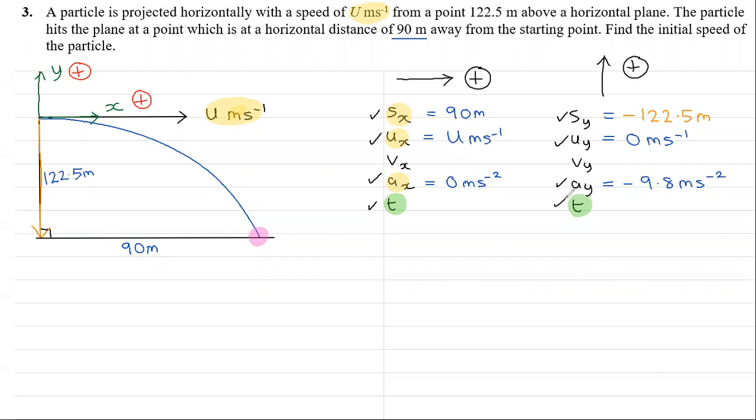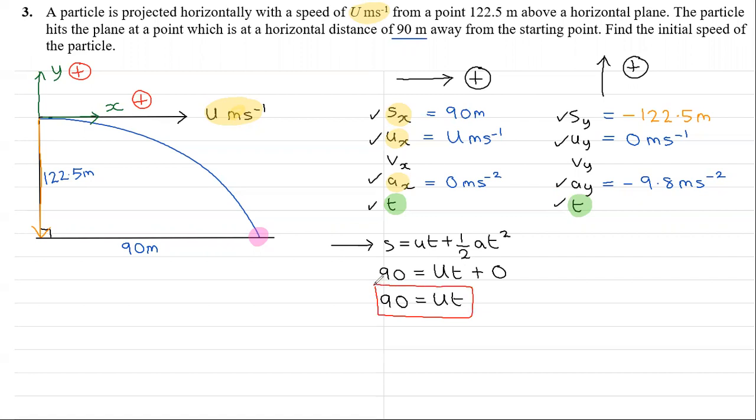So it's the same equation we've used over and over again. It's S equals UT plus 1/2 at squared. We'll do this for the horizontal component first. So horizontally, S is 90. U is capital U. And time we don't know, we'll use T for that one. And we have no horizontal acceleration, so nothing to add there. So we now have an equation with U and T in it. So we'll just write that down. I'm going to put it in a box. So hopefully we can do something with that in a moment.